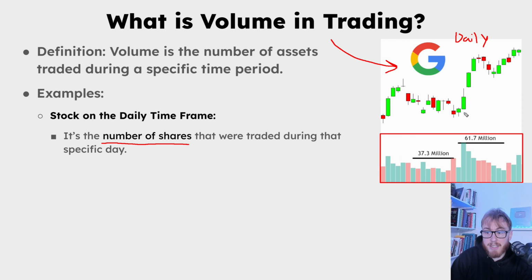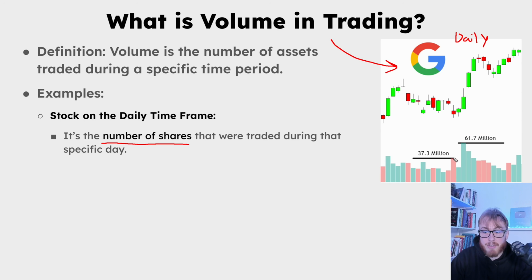So for example, if you take a look at this green candle right here, we can go down to the volume bar and see that in this particular case, 61.7 million shares were traded during that specific day. And we have another example right here. If we take a look at this red candle right here, we can see that during this day, 37.3 million shares were traded.